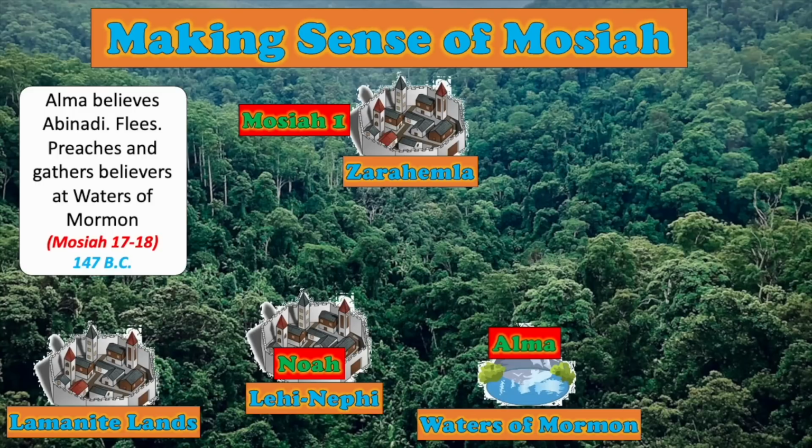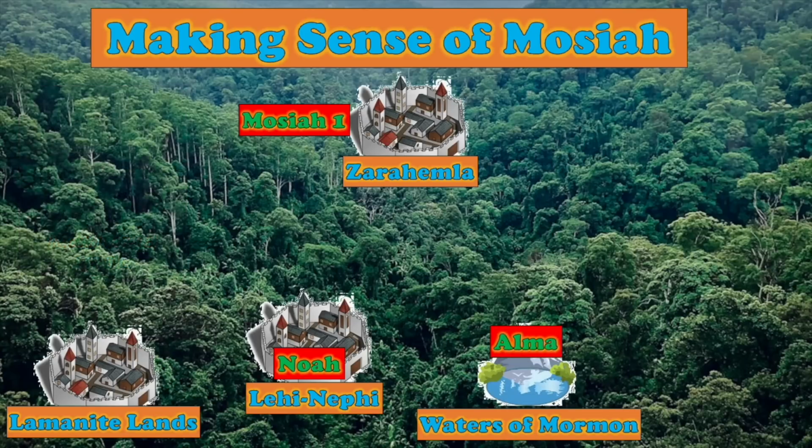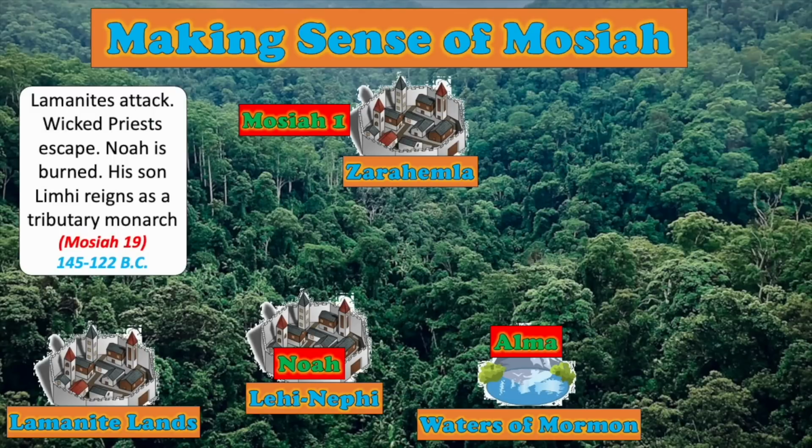But back in town, eventually the Lamanites are up to their old tricks again, and they decide to attack the land of Lehi-Nephi once more to accomplish their original design of putting them into bondage. And this time, they win. They conquer the city.